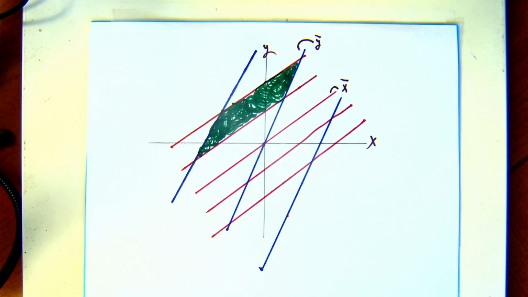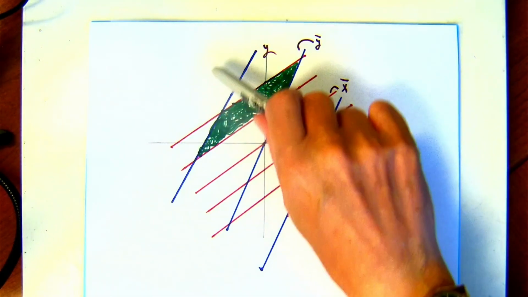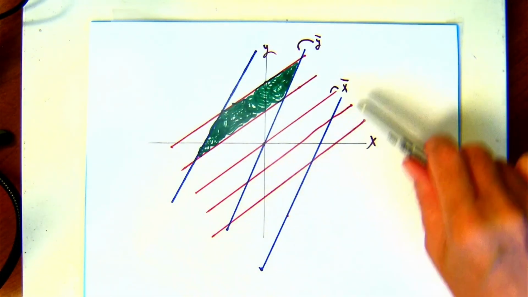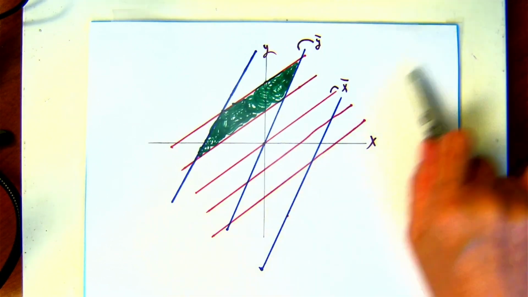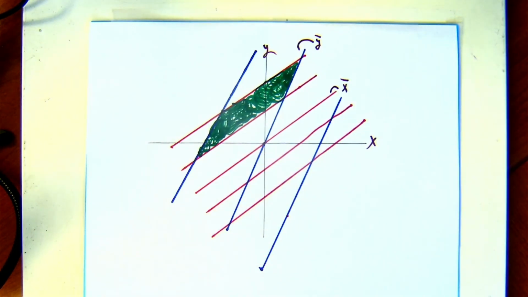If I give you a point, it has a single x and y coordinate. If I give you x and y coordinates, there's a single point. If I have a single point, it lies on exactly one blue line and on exactly one red line. So there's a relationship here.